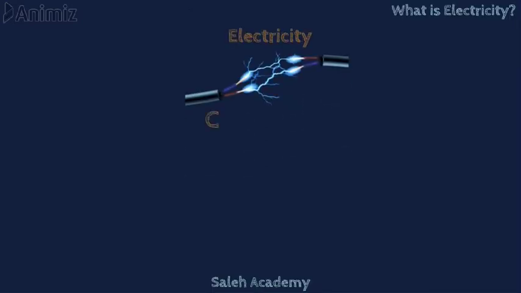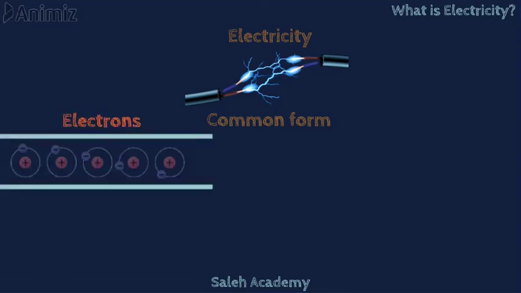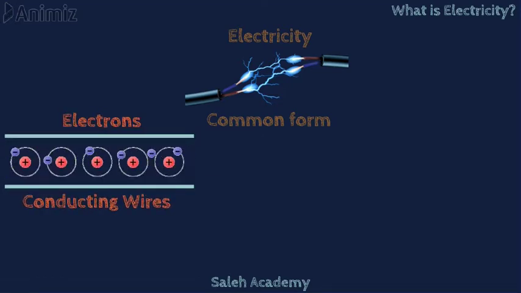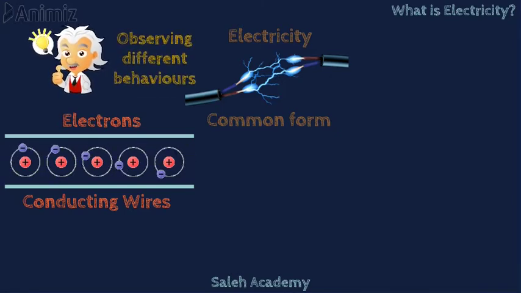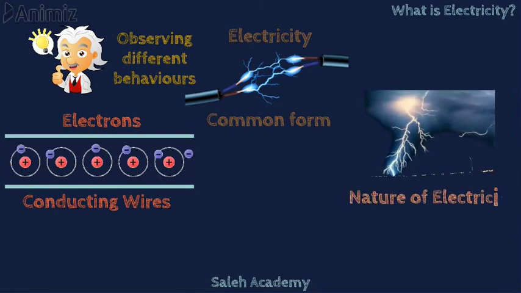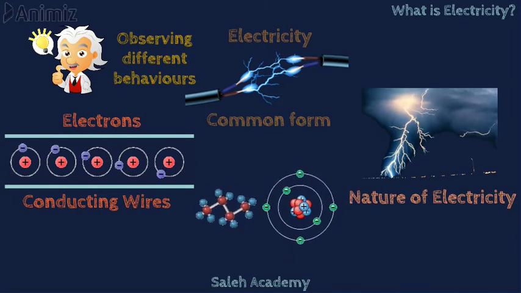Electricity is the most common form of energy. It is created when electrons flow through conducting wires. None of us exactly know what electricity is. The concept of electricity and theories behind it can be developed by observing its different behaviors. For observing the nature of electricity, it is necessary to study the structure of matter.